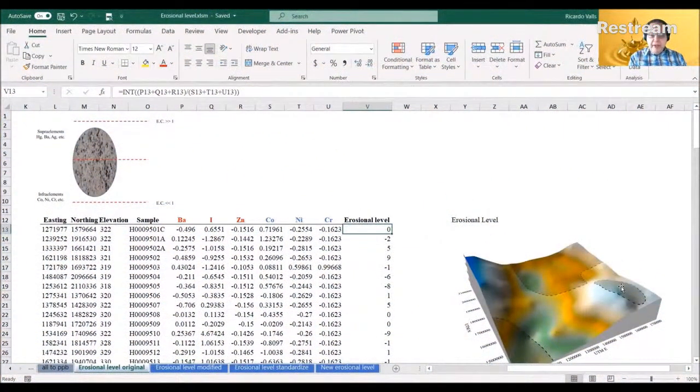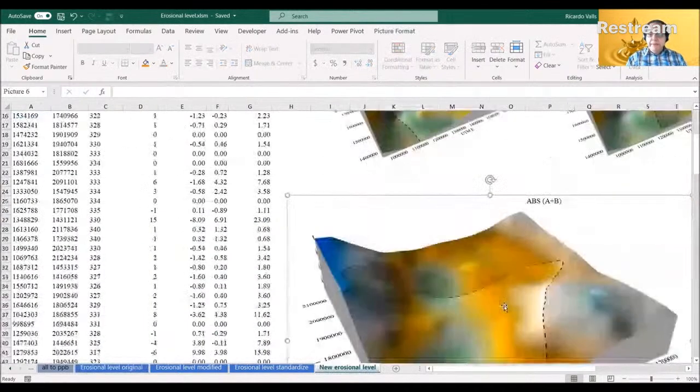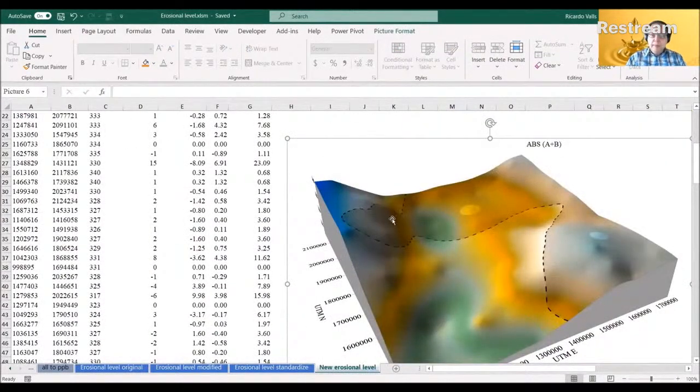Again, it's a very useful and very simple way to categorize your anomalies and to decide which one you are going to test first. And the method is very simple. You select the supra elements, the infra elements, you standardize them, you do the sum of all the supra divided by the sum of all the infra and multiply by the standardized value of the elevation, and you will get this map here that will help you in the interpretation of your geochemical data.